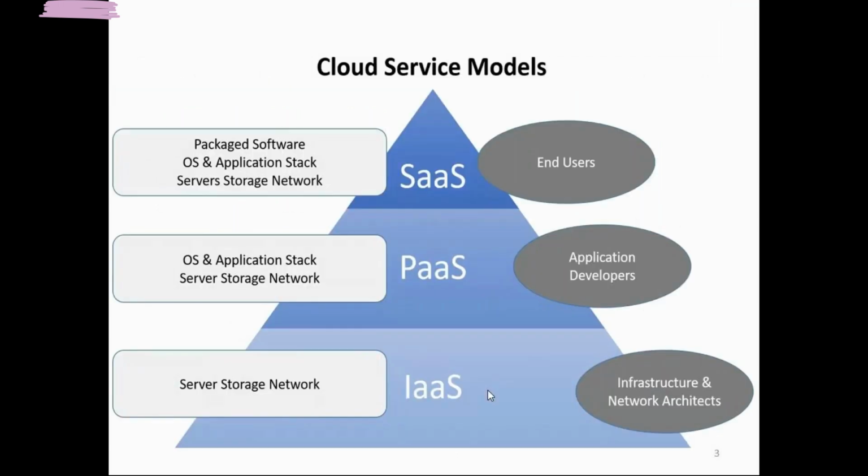Now, depending on these three structures, the cloud service models have been divided into three. The first is IaaS, infrastructure as a service. Second is platform as a service, and third is software as a service, SaaS. There are some customers who may want to have only servers. They want to build their own application. Let's say I want to develop my own software.